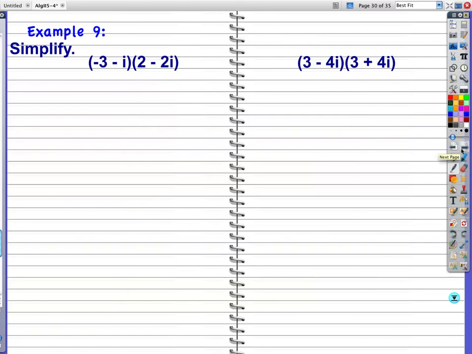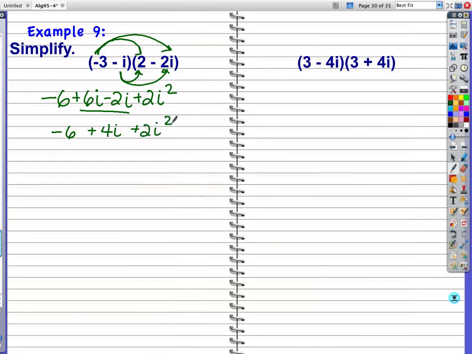Example 9, kind of the same as we've just been doing. And notice how there are i's in here, which is another reason why I think in electricity they often work with imaginary numbers too. So we're going to FOIL. First, outer, inner, last. Negative 3 times 2 is negative 6. Negative 3 times 2i is positive 6i. Negative i times 2 is negative 2i. Negative i times negative 2i is positive 2i squared. Combine like terms, so I have negative 6 plus 4i plus 2i squared.